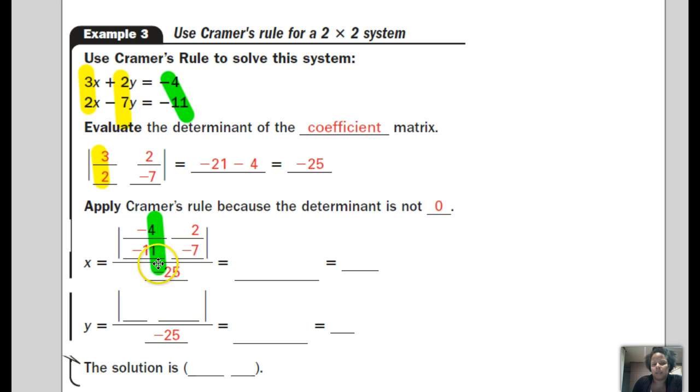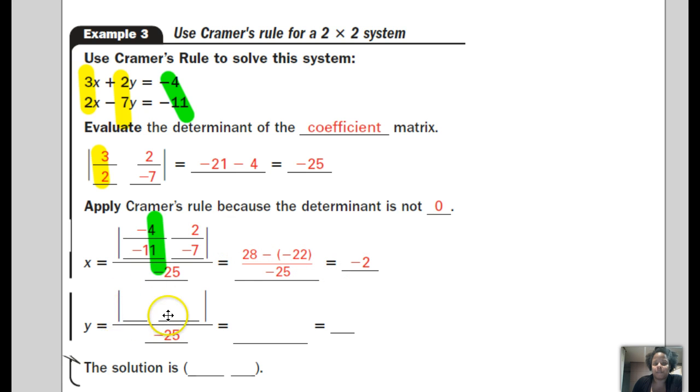Okay. And we're going to find the determinant of that matrix. So positive 28 minus a negative 22, and we divide that by the determinant of the A matrix, and our current simplified answer is negative 2. So x is negative 2.